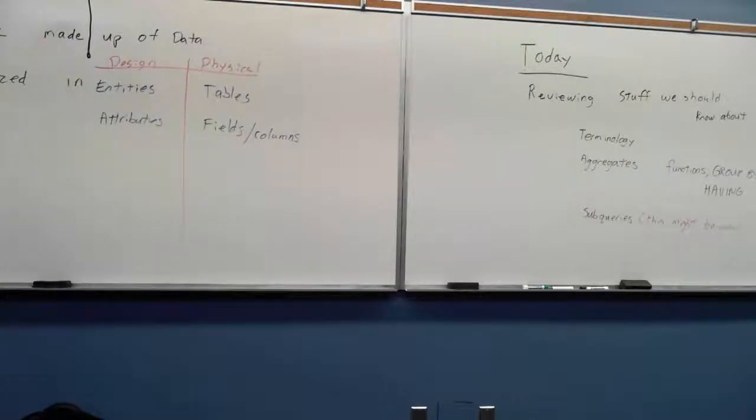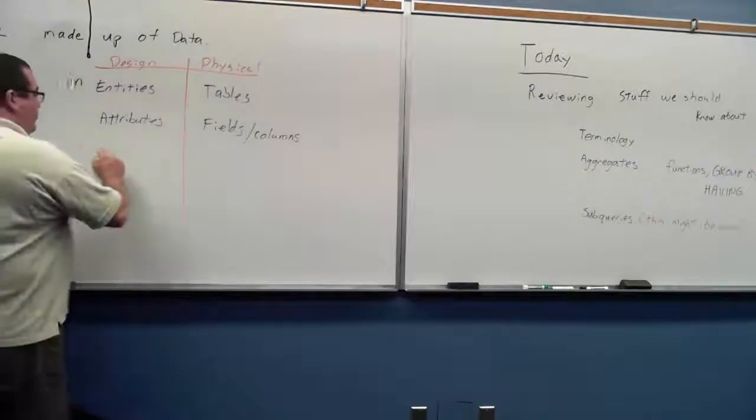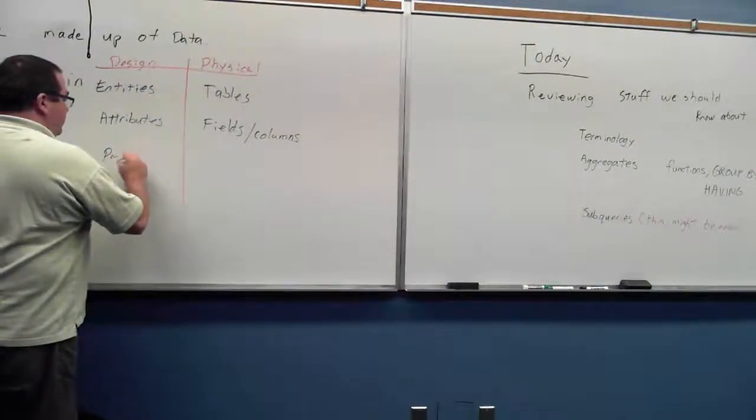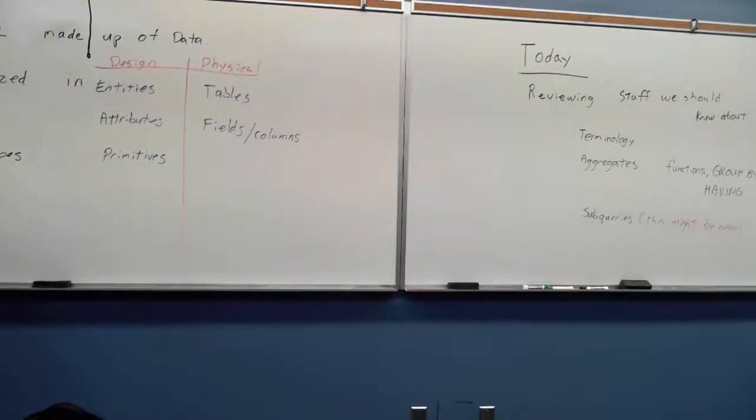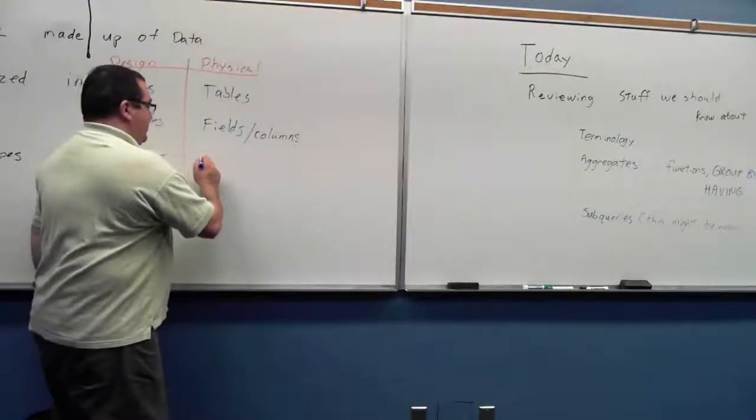Now, you have data types, and when you talk about the data types, in the design world you use the primitives. You guys know what a primitive data type is? Yes. It's text, it's a number, it's a date. Those are primitive. Whereas when you're talking physical, you're using precise types.